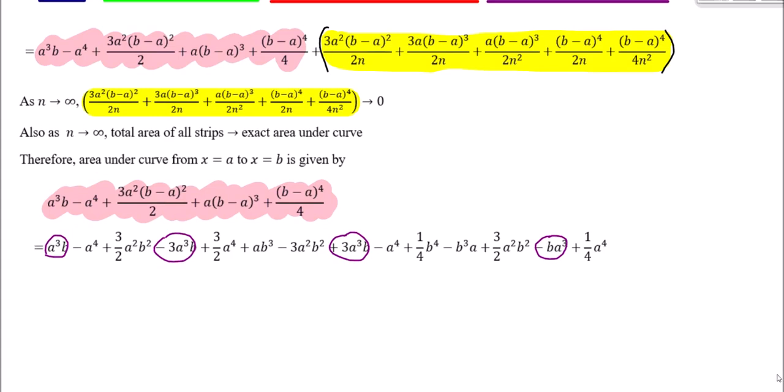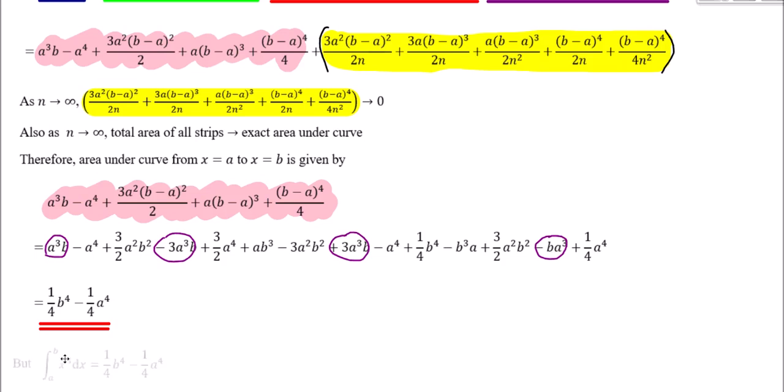It's also easy to make mistakes when simplifying these very long expressions, because, for example, I'm very tempted to confuse a cubed b with a b cubed. So you need to be very careful when simplifying it. So have a go. What you should find is it simplifies down perfectly to 1/4 b to the power 4 minus 1/4 a to the 4. Now that result should hopefully resonate with you if we're integrating x cubed in between a and b.